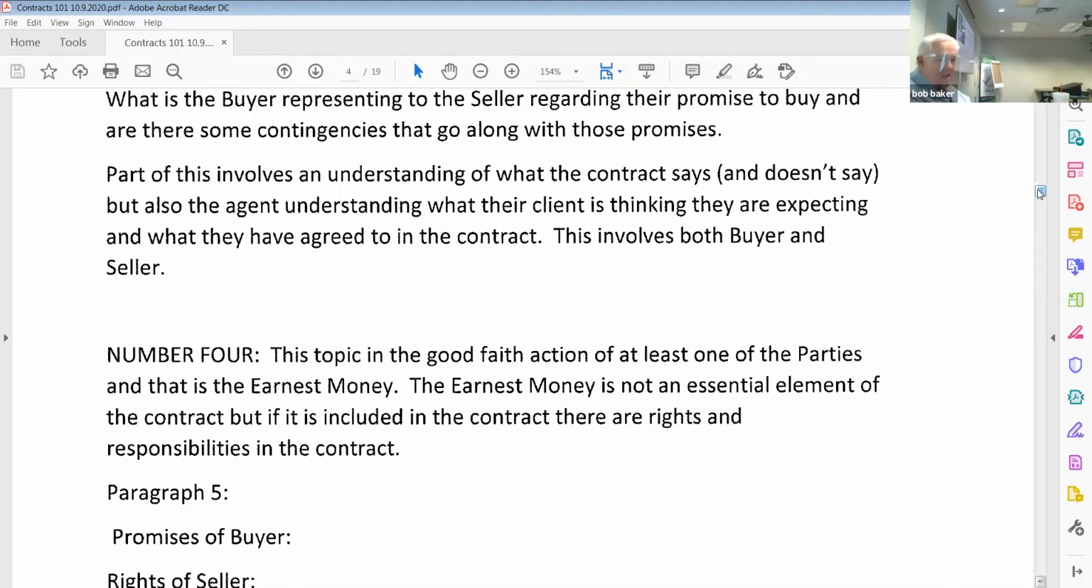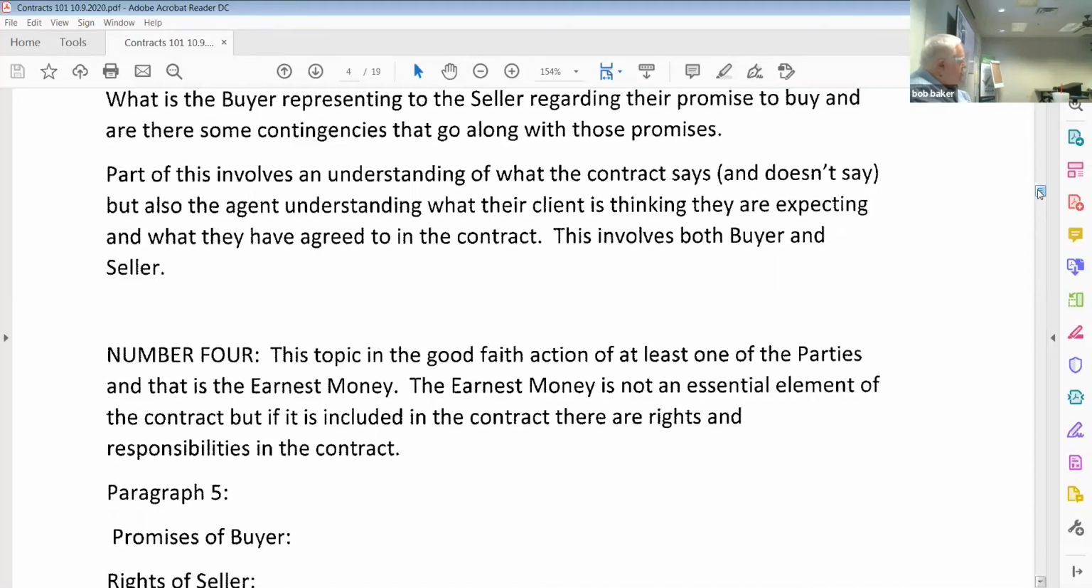Kind of? Okay. So topic number 4, this is kind of that good faith thing, that earnest money issue. And one of the things we understand about earnest money, when you look at the 5 essential elements of a contract, earnest money is not one of them. What is one of them is consideration.